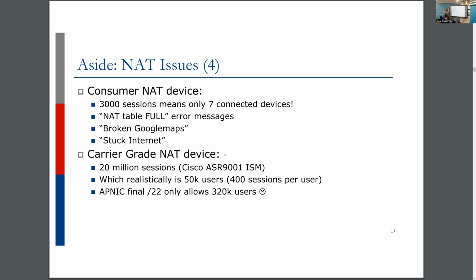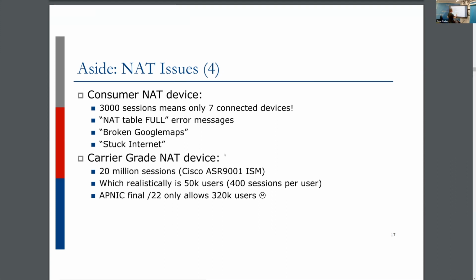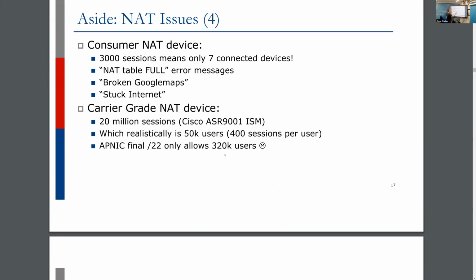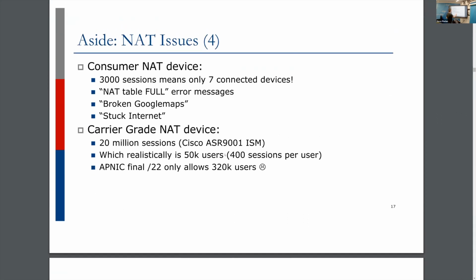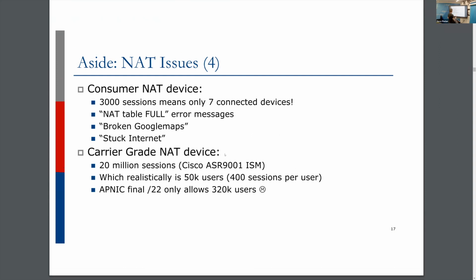This probably doesn't apply, but smaller network devices can only deal with maybe 3,000 sessions. Our carrier grade NATs that we usually refer to can do lots more, but we still need to balance out sessions versus IPs. And this is actually less now. This is now 160K users because the APNIC final /8 only gives you a /23.